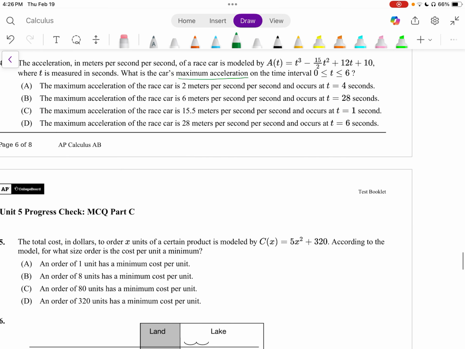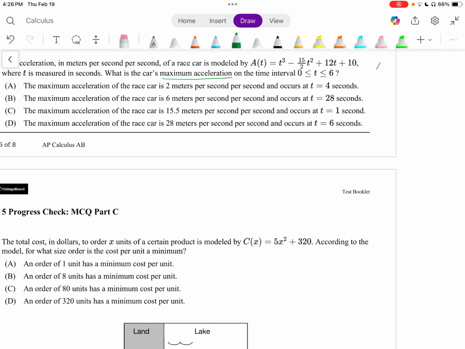Well, we want to find the maximum of something. We take the derivative, set it equal to 0. So we're going to take the derivative, which is 3t squared minus 15t plus 12. And we want to set that equal to 0. At the same time, let's go ahead and divide both sides by 3. So we have t squared minus 5t, dividing 12 by 3 is 4. This factors to t minus 4 times t minus 1. So either t equals 4 or 1. Well, let's put 1 first.